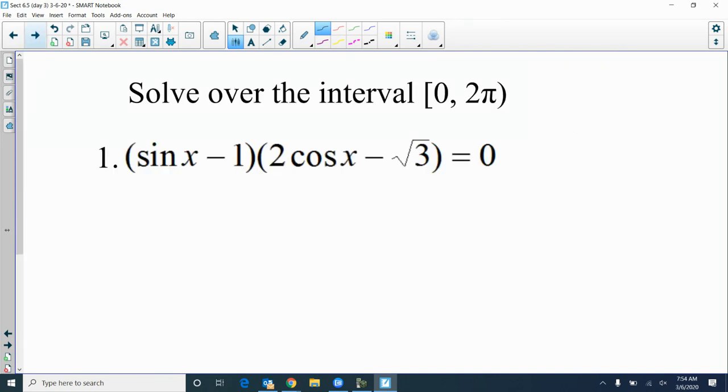All right, did we do this one yesterday? Yeah. Or we just, okay. Well, I'm not sure if I got to it with the other class, so I'm just going to do it again, it won't hurt anybody. All of these are going to be over the interval 0 to 2 pi, all of these are going to be radians. I think I got it for each one, but just let me reinforce that. So you got sine of x minus 1 times 2 cosine of x minus square root of 3 equals 0. It is in what we say factored form, you got the parentheses together, which is nice.